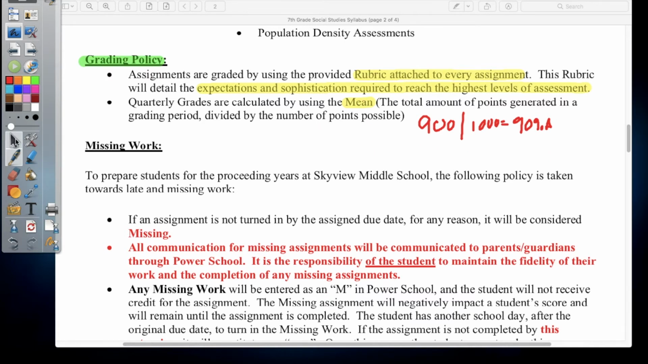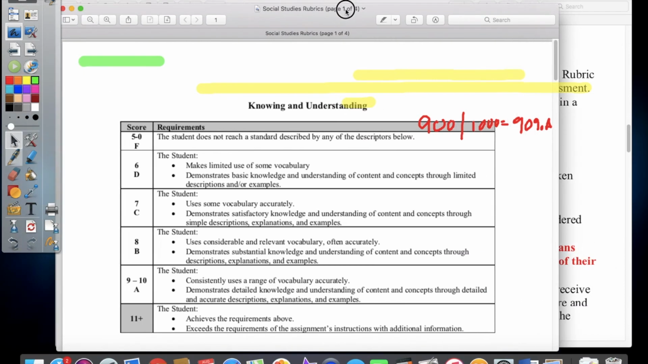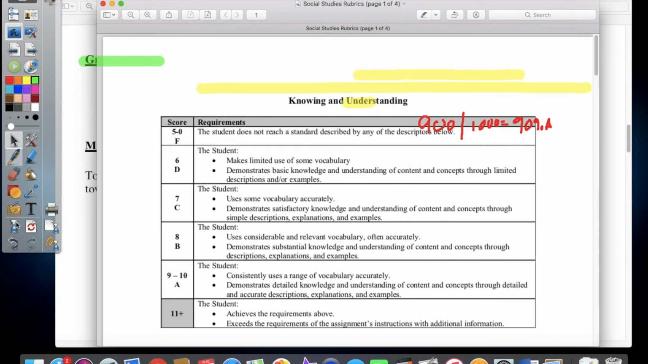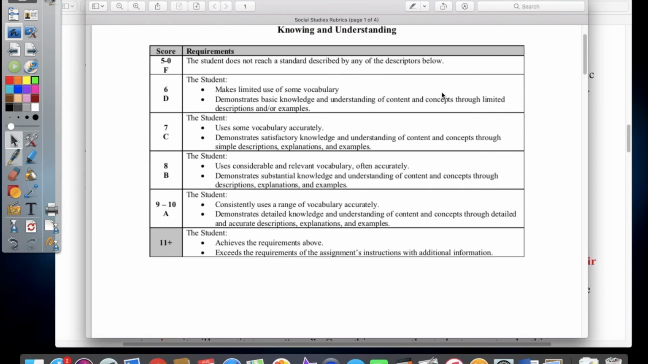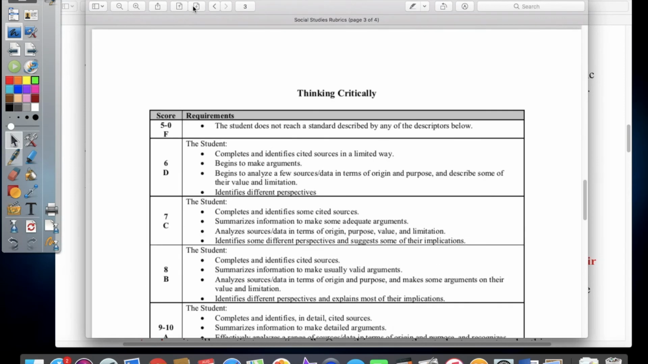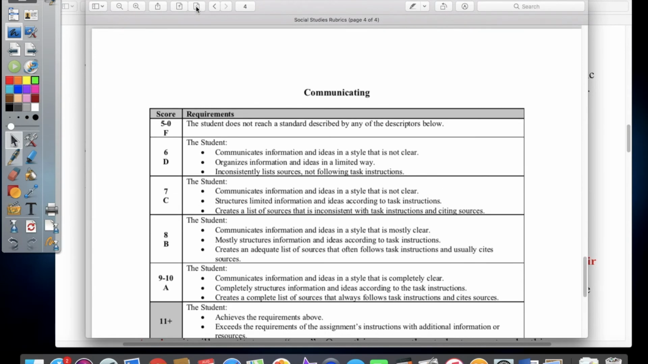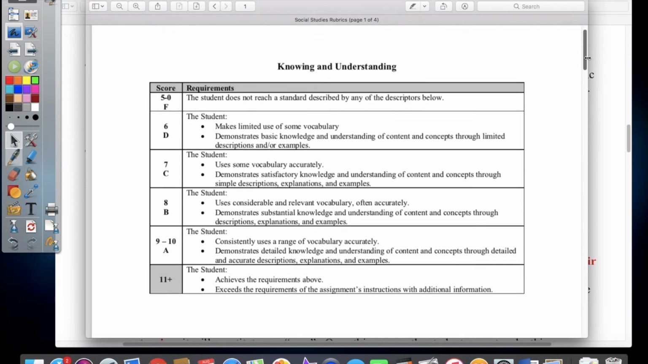But since we're talking about rubrics, let's talk about exactly what that looks like. I'm going to pull up a copy of one of my rubrics here. Let me clear off these annotations so they don't block the screen. So here's an example of my rubrics, all right? Every single one of my assignments will have a rubric attached to it. As you can see, I have four different rubrics: one for investigating, one for thinking critically, one for communicating, and one for knowing and understanding. We're going to use the knowing and understanding one because it's just a general rubric that you can use.